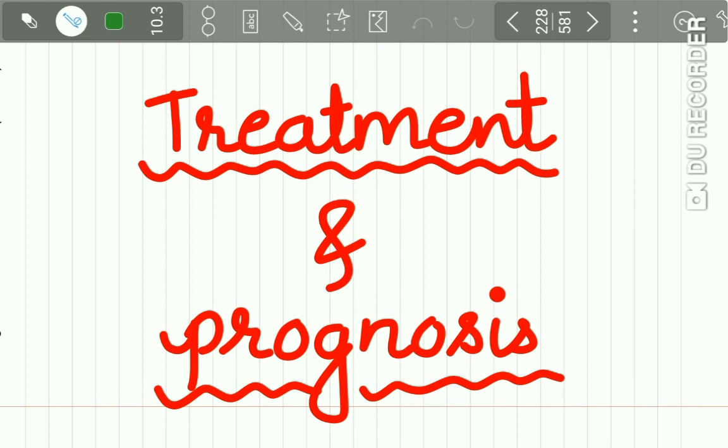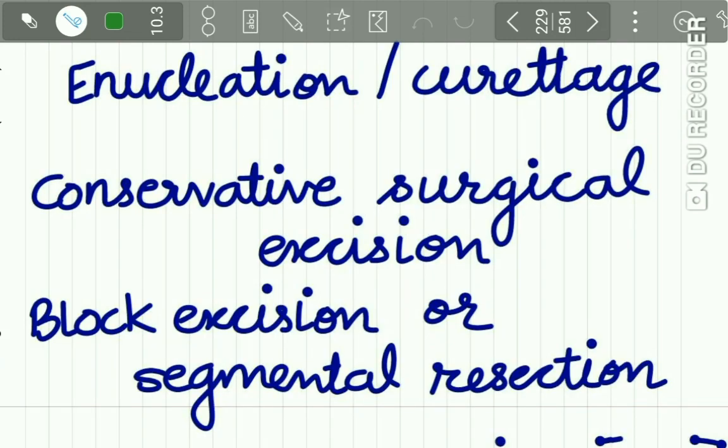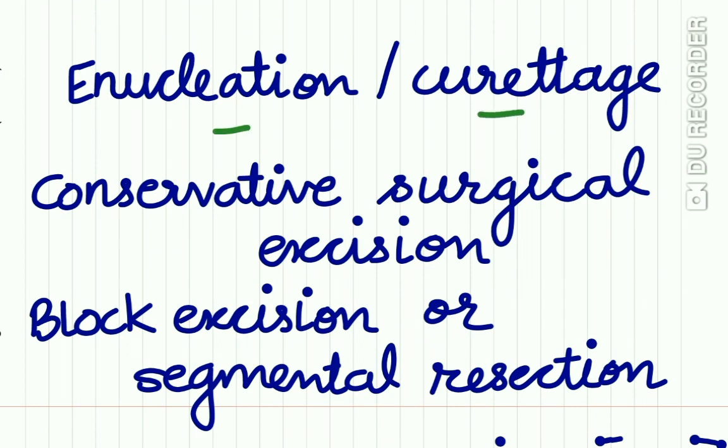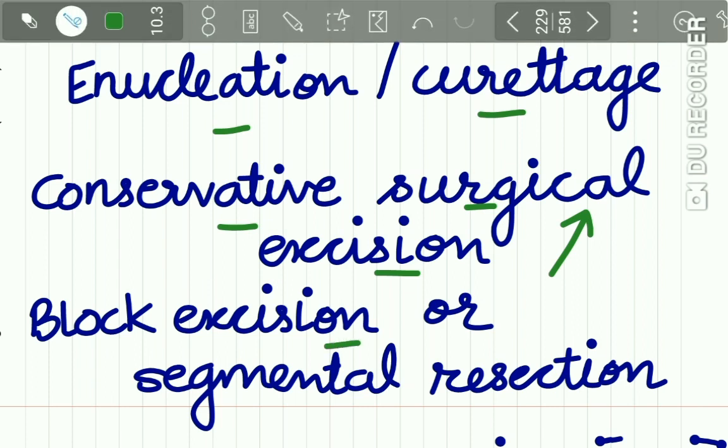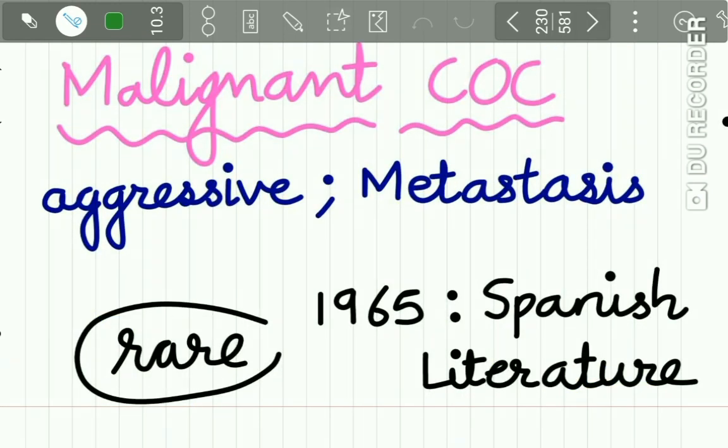Now the treatment and prognosis: enucleation and curettage can be done. Conservative surgical excision can also be done, but rate of recurrence is high in conservative surgical excision. Block excision or segmental resection is also a treatment option.